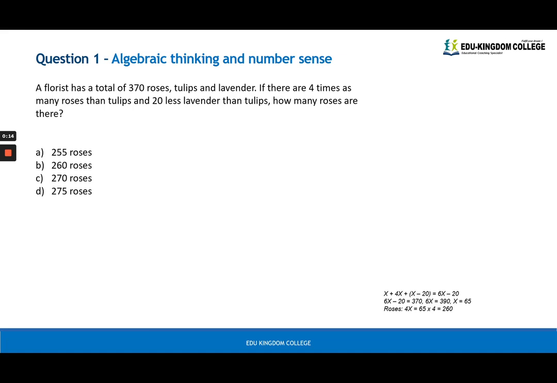First question was an algebraic and number sense question. So we have 370 roses, tulips and lavenders, 4 times as many roses as tulips and 20 less lavender than tulips. How many roses are there? Okay, so roses plus tulips plus lavenders will equal 370.